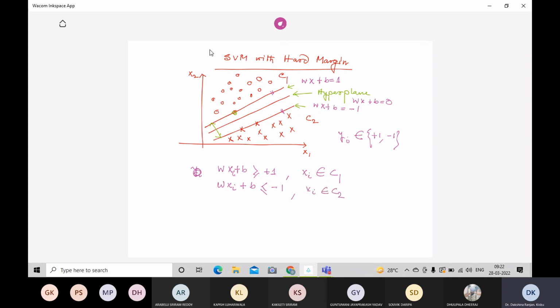Okay, now we can combine both these classifiers which are used for class C1 and C2, and we can associate the class information yi to obtain the constraint. So we can write yi times (wxi plus b) greater than or equal to plus 1. Why? When we combine these two equations which are used as the classifier for class C1 and C2, we get this constraint. So this we call the constraint.